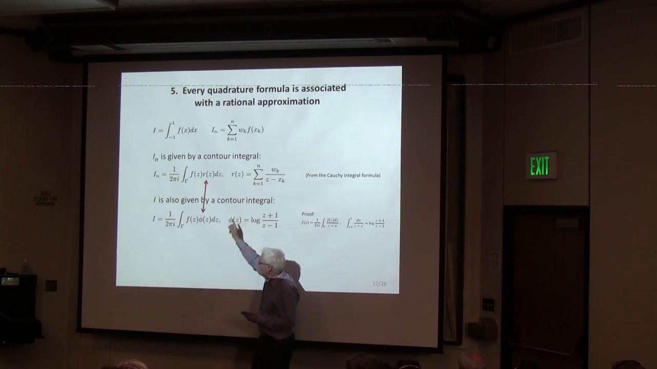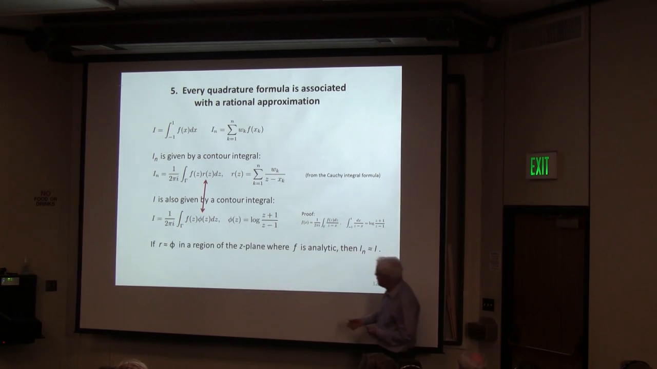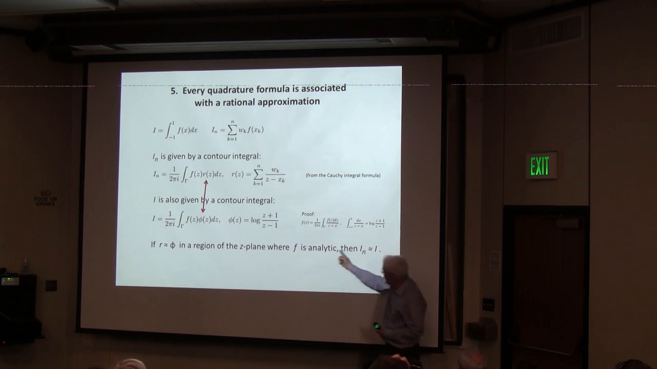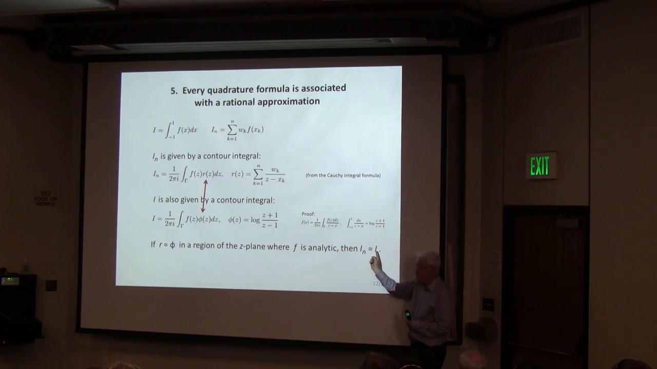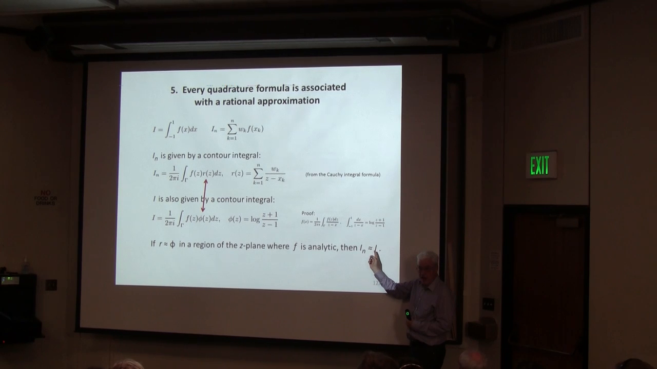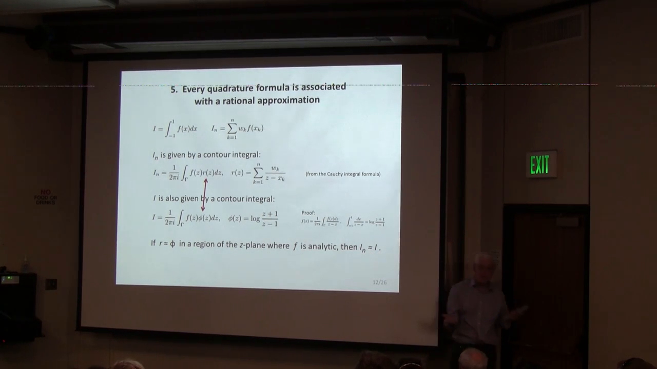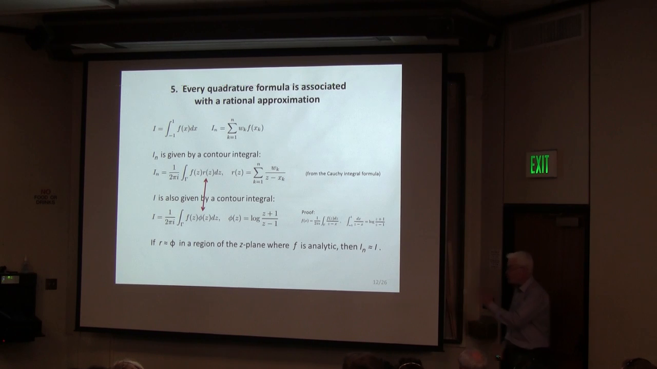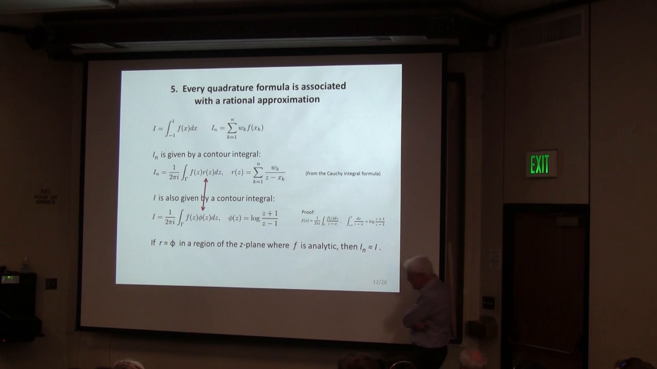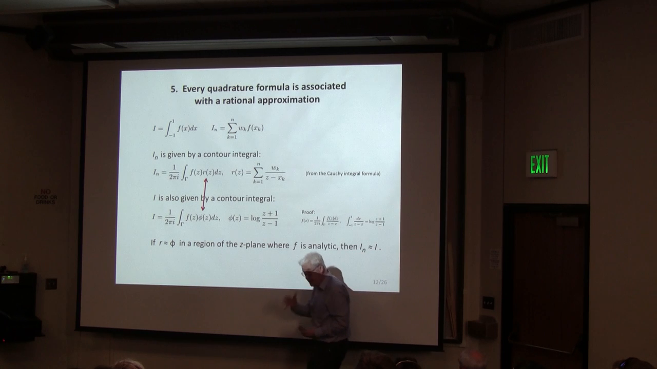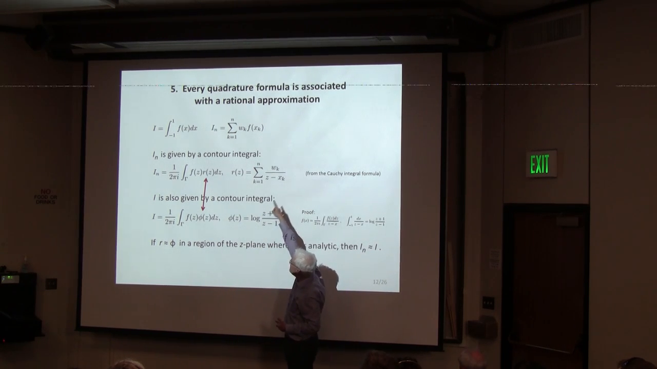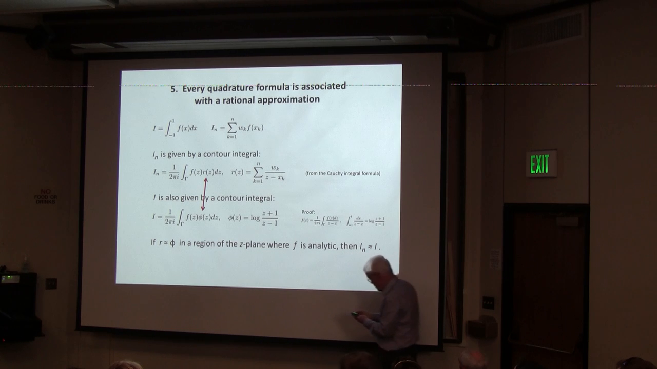And if phi is very close to r, in a region of the z-plane where f is analytic, then your approximate integral is close to the true one. So this is fancy mathematics that most of you probably haven't seen, and yet it actually is the basis of surprisingly much analysis of surprisingly many things, and it really does go back to Gauss. He didn't express it in terms of a contour integral, but he did derive his formulas by finding rational functions through continued fractions that were optimal approximations to this function. So it's really Gauss's idea.